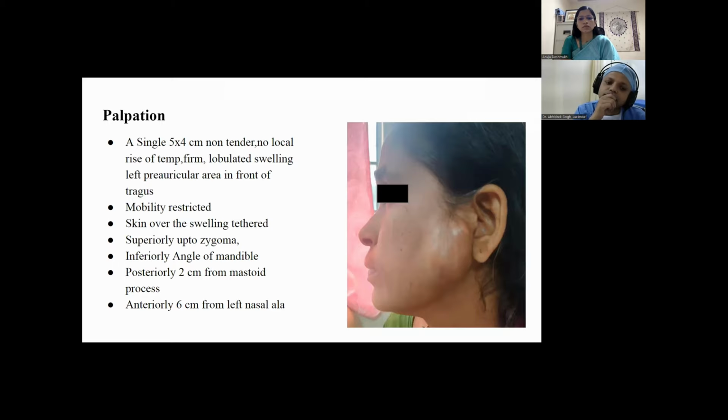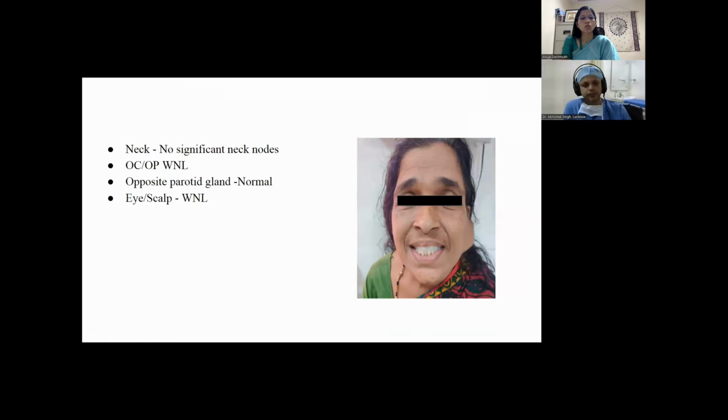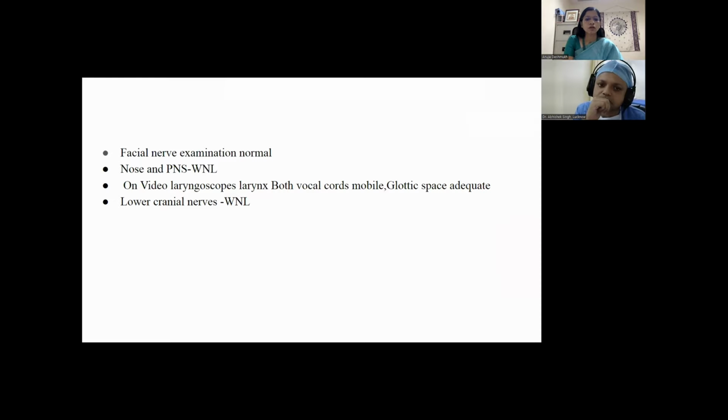On palpation of the neck, no significant neck nodes, and on oral cavity oropharynx examination also there was no significant bulge or pulsation noted in the oropharynx. The opposite side gland was normal, and there were no swellings noted over the eye or the scalp. Her facial examination was normal. Nose and paranasal sinuses also were normal. On doing a video laryngoscopy of the larynx, both the vocal cords were mobile, the glottic space was adequate, and her lower cranial nerves were within normal limits. There were no neurological deficits noted.